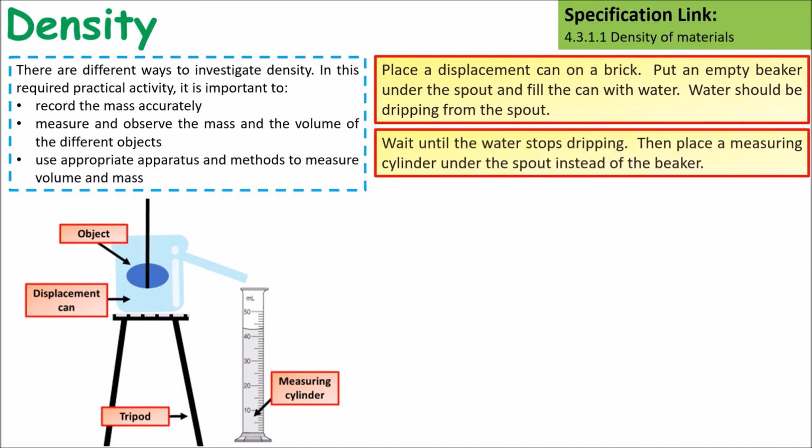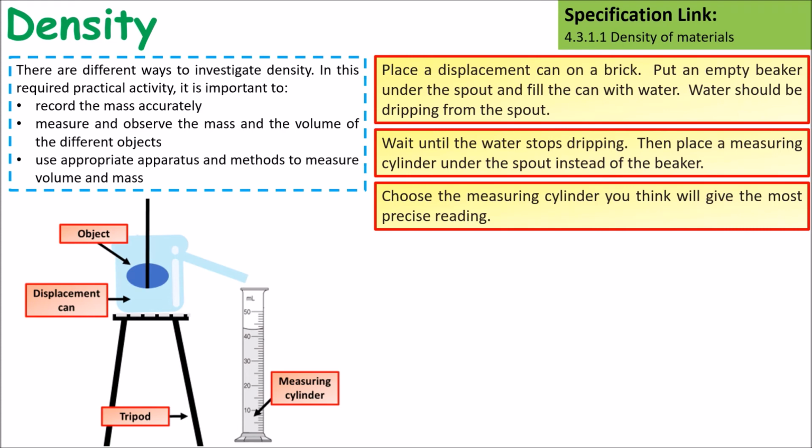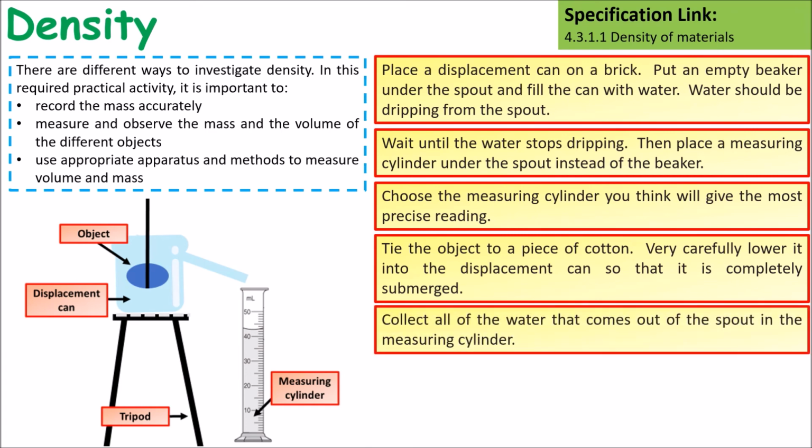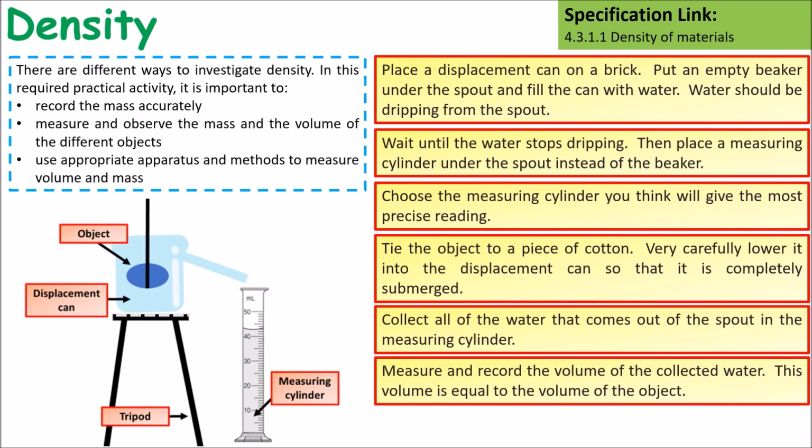Wait until the water stops dripping, then place a measuring cylinder under the spout instead of the beaker. Choose a measuring cylinder that you think will give you the most precise reading. Tie an object to a piece of cotton. Very carefully lower it into the displacement can so it is completely submerged. You can collect the water that comes out of the spout in the measuring cylinder, and that will give you the volume of the object.